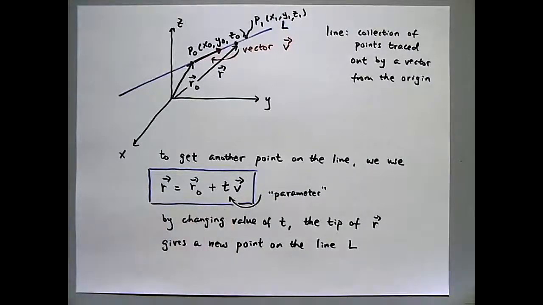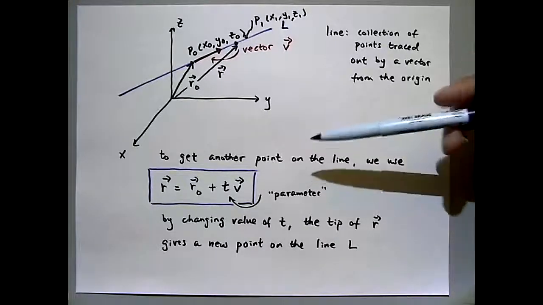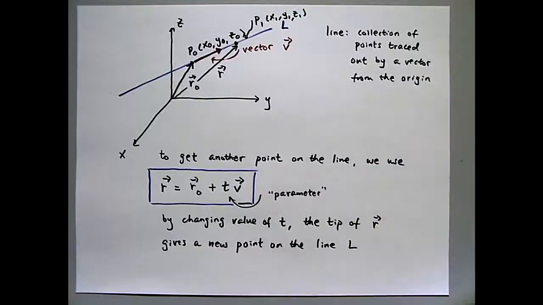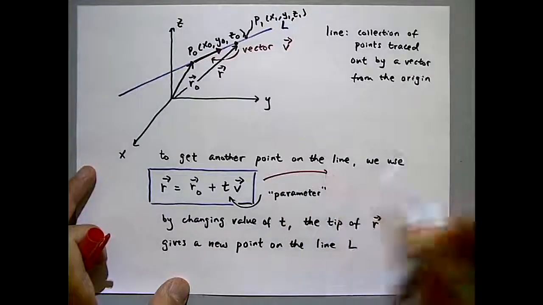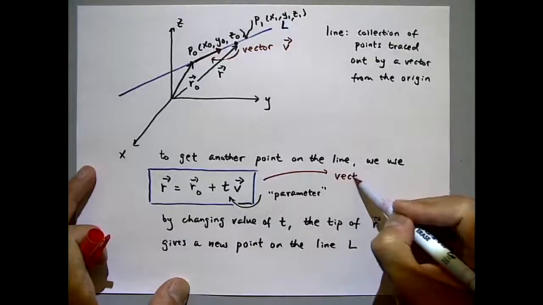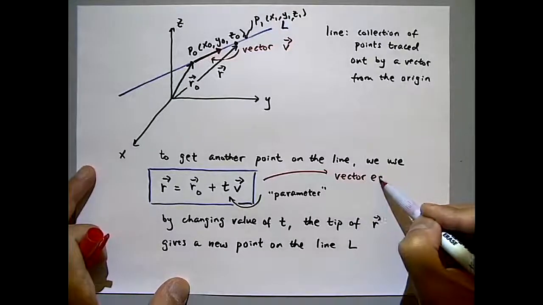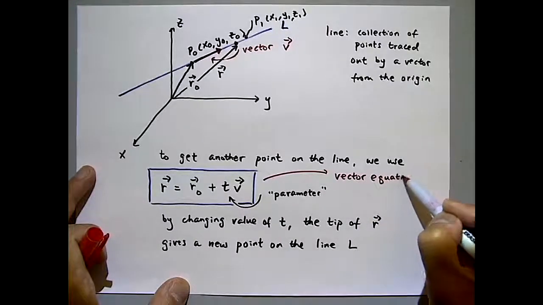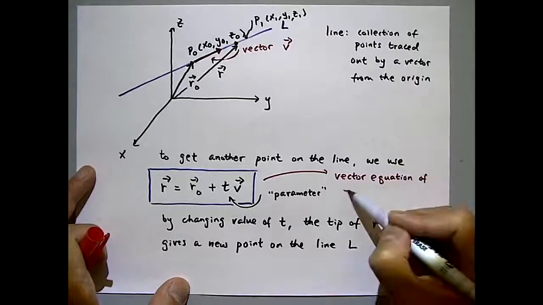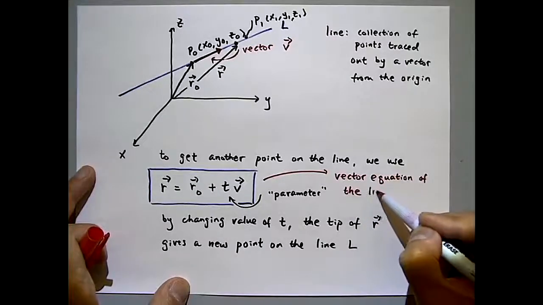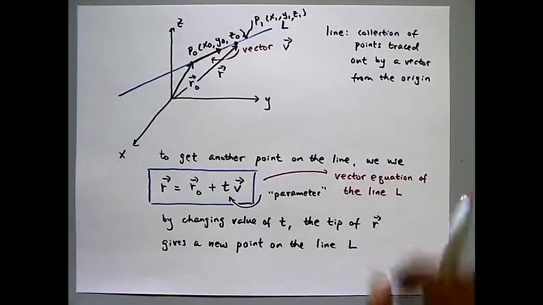These vectors can be four-dimensional, two-dimensional, three, whatever dimension you want it to be. For us, we'll be mainly dealing with 3D, but it doesn't have to be just 3D. So this is called the vector equation of the line L.